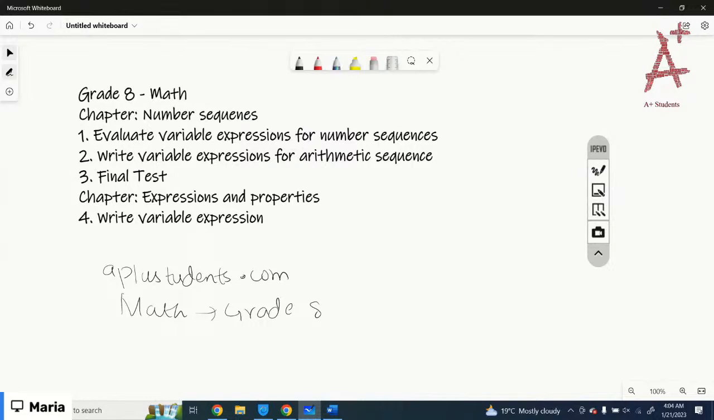So let's just start with the first lesson, that is evaluate variable expressions for number sequences. Please make sure you have your notebook and pencil so that you can note down the important examples and definitions as well. Let's start with the first lesson.